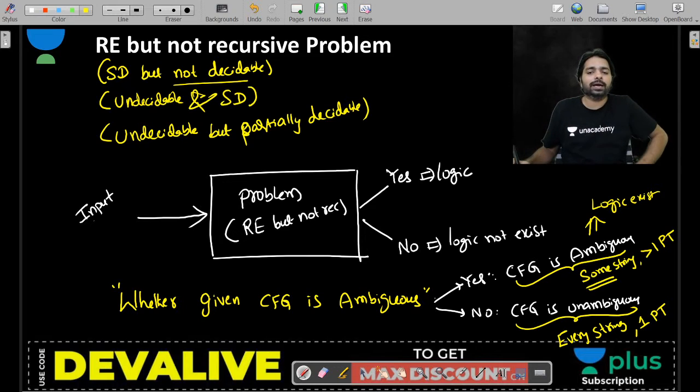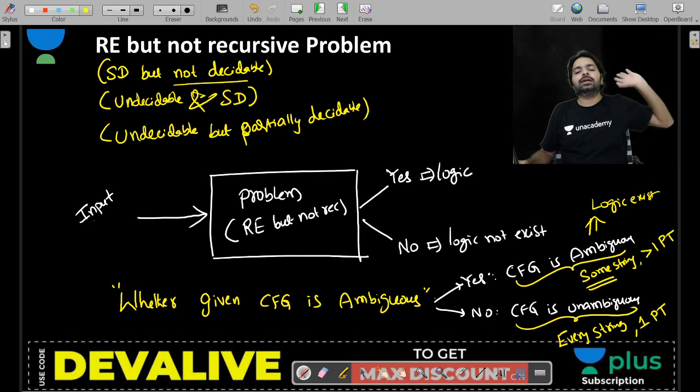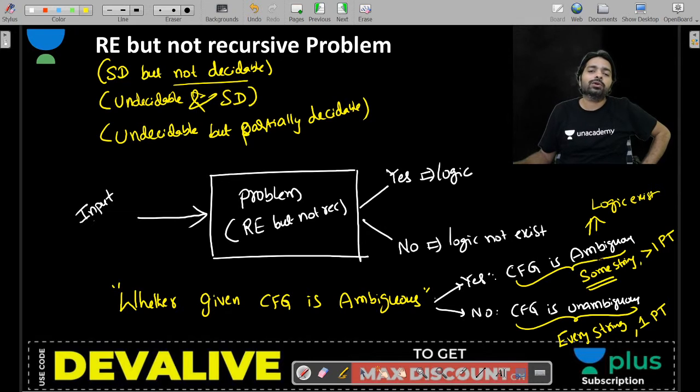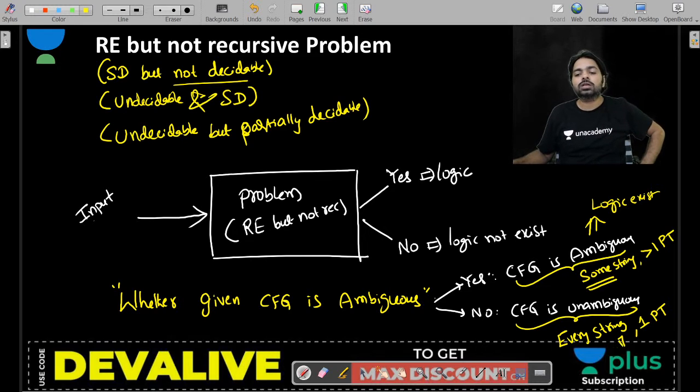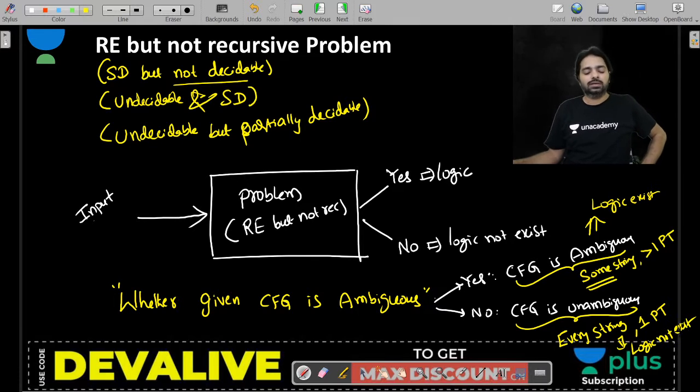So every string you can check, you can apply the CYK algorithm. So you can understand how many derivations are there for a particular string. If you get more than one derivation, guys, then stop, say ambiguous. But if it is unambiguous, there's no way to stop, because logic does not exist. There is no way to stop if the grammar is unambiguous.